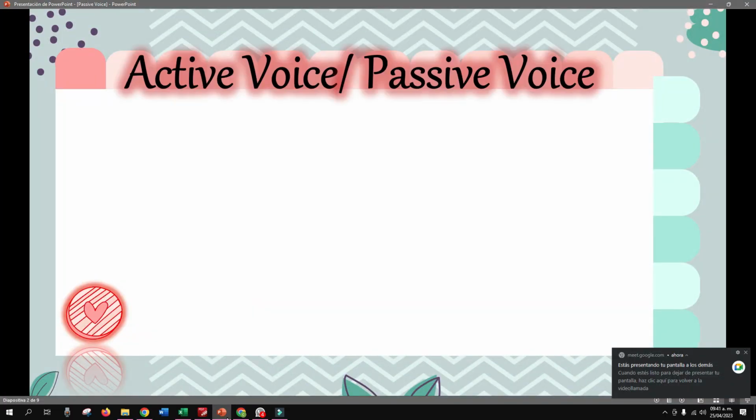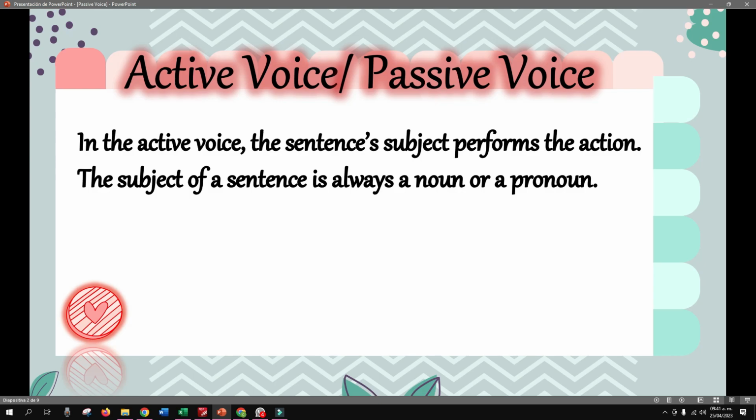So there you have active voice, that will be like the normal sentence, right? And also we're going to have the passive voice. In the active voice, the sentence's subject performs the action of that sentence, right? The subject of a sentence is always a noun or a pronoun, right? So no matter what verb you use, that's like structuring your sentence, the subject performs the verb, written in the active voice.